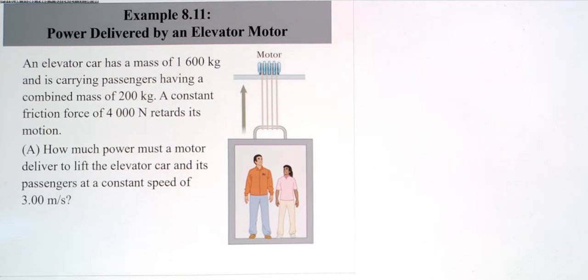An elevator car has a mass of 1,600 kilograms and is carrying passengers having a combined mass of 200 kilograms. A constant friction force of 4,000 newtons retards its motion. A. How much power must a motor deliver to lift the elevator car and its passengers at a constant speed of 3 meters per second?